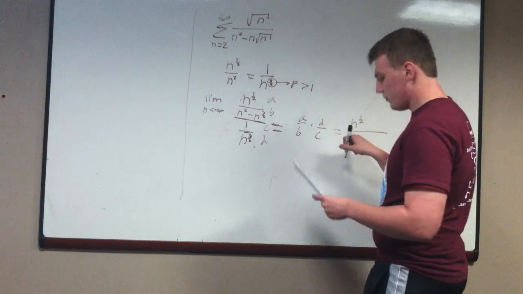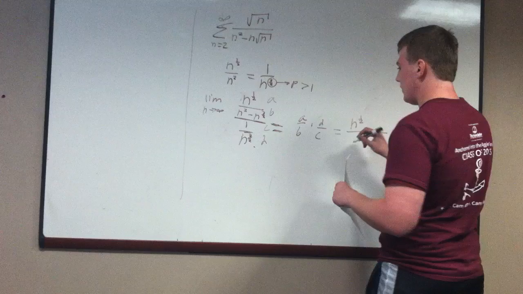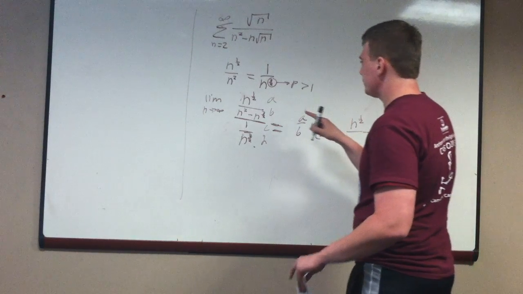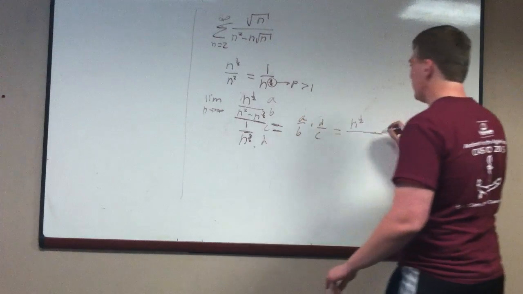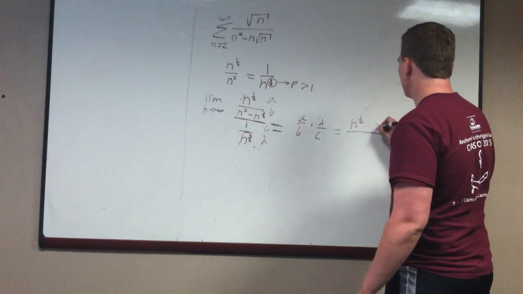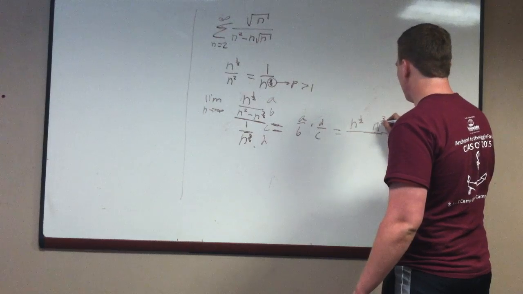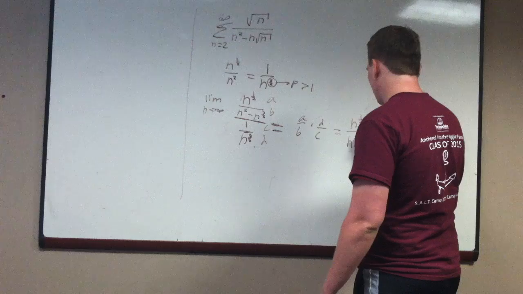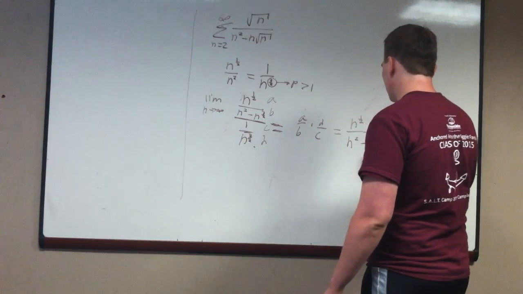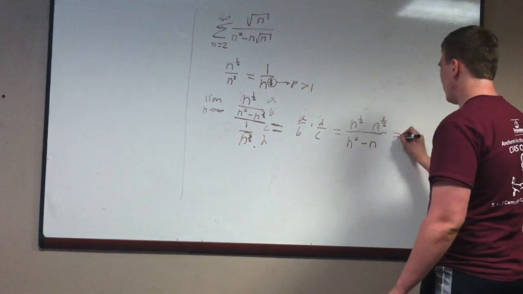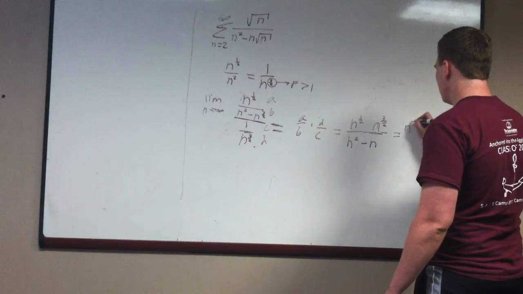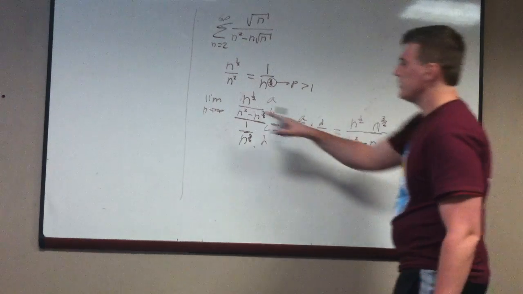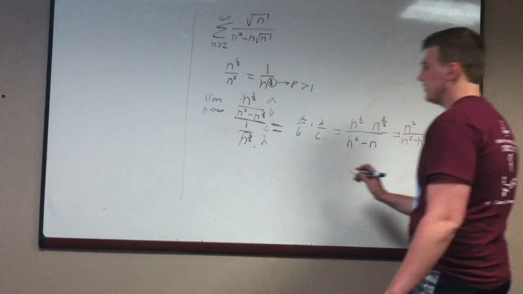Okay, so if it's n to the 1/2, that's going to be times the n to the 3/2, times n to the 3/2, and then it's going to be over the n squared minus n. So this is going to combine, and that's going to give me n squared over n squared minus n. I lost the limit as n approaches infinity over here, but you guys can fill that in.